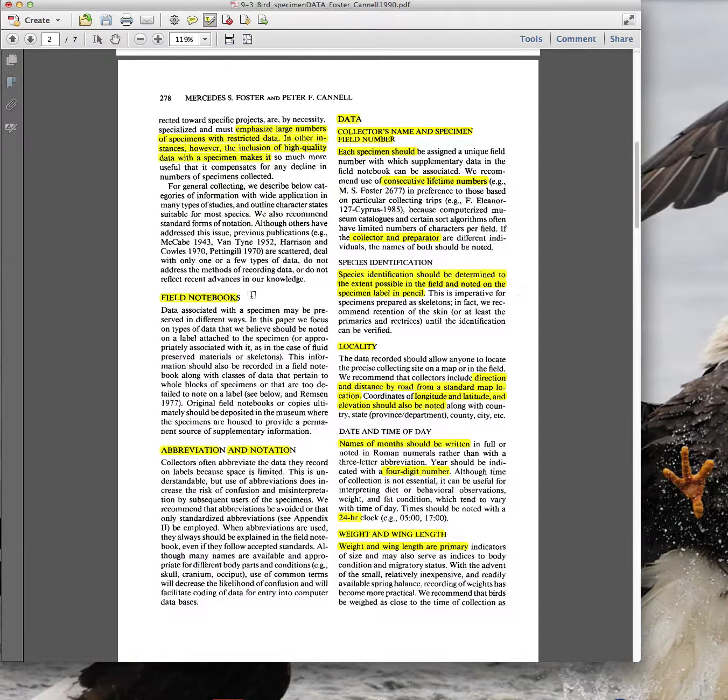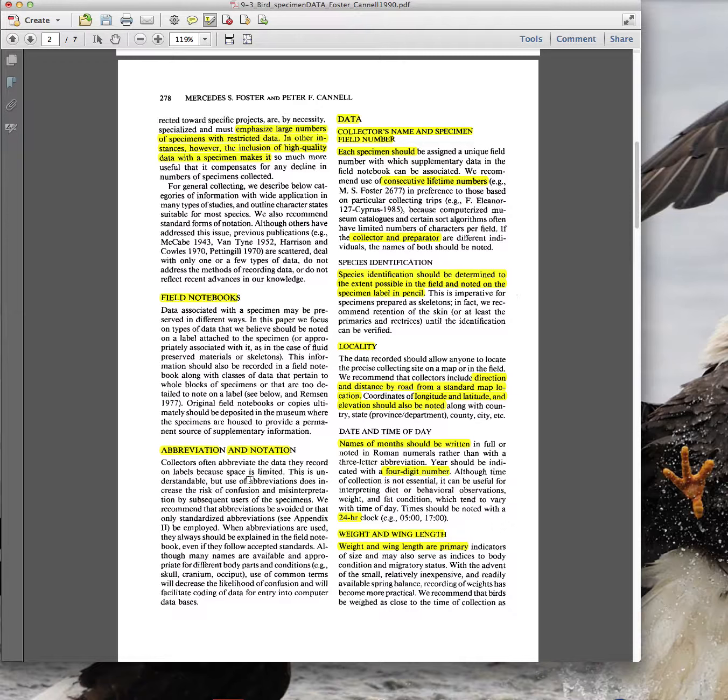Then they talk about field notebooks. Some people in these large collecting efforts are not going to be using field notebooks but field databases, electronic databases. Think about where that data ends up, who gets a copy of it. They'll talk about abbreviation and notation. I want you to think about how you make sure that the abbreviations you're using are understandable to people who come after you. This comes up a lot at the Joseph Moore Museum.